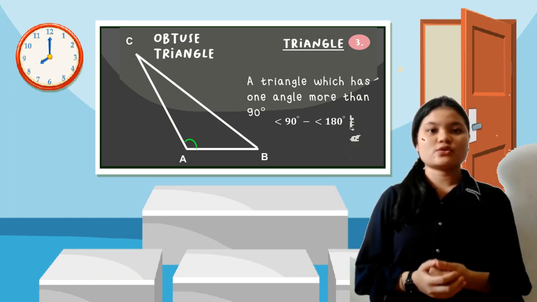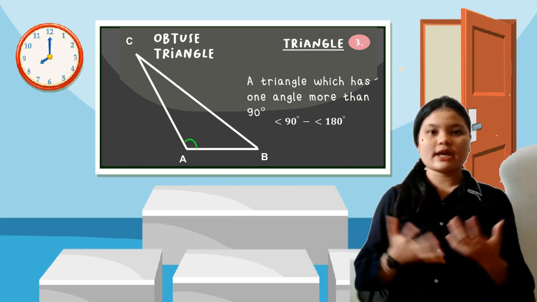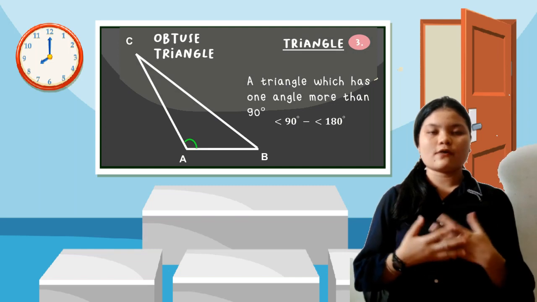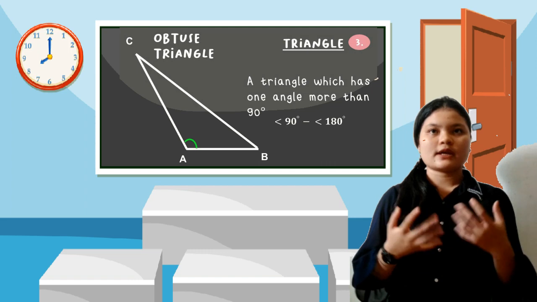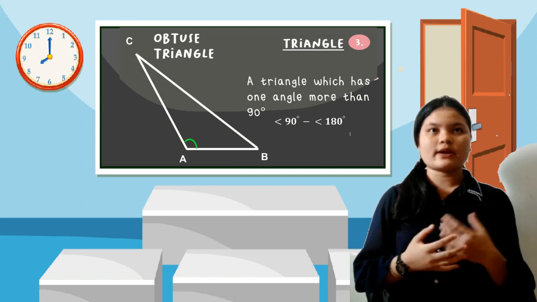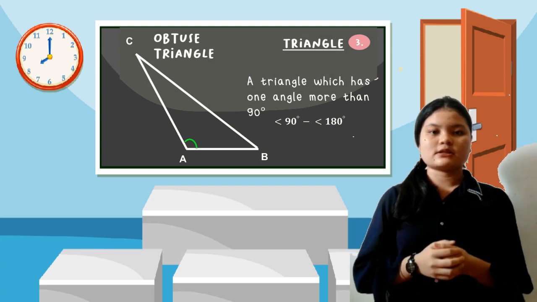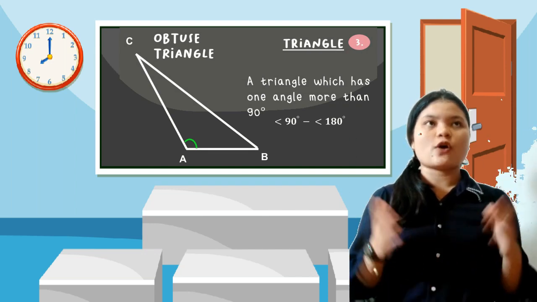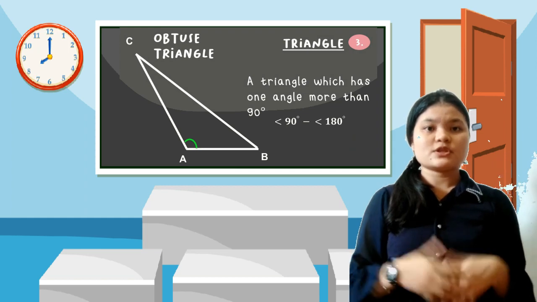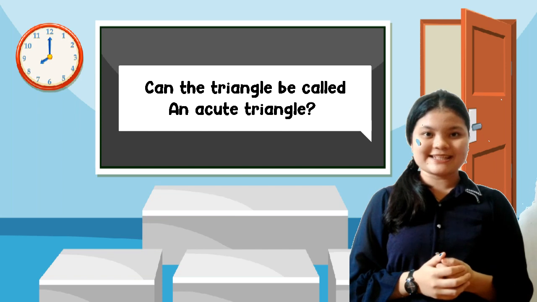Try to pay attention to the angle B. Angle B is one of the angles of the triangle with an angle of more than 90 degrees, or an angle of 90 to 180 degrees, that causes the triangle to be called an obtuse triangle. But the triangle also has 2 angles, each of which is less than 90 degrees, which means it is an acute angle. Can the triangle be called an acute triangle?